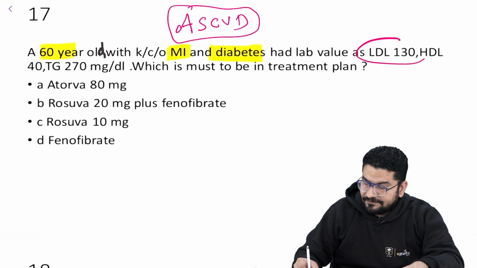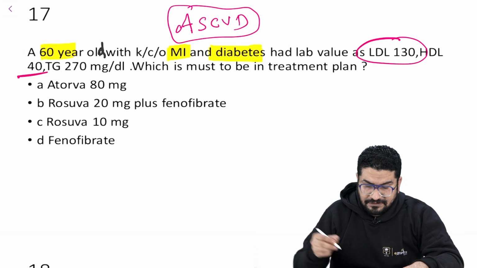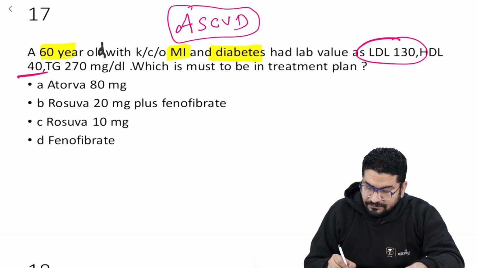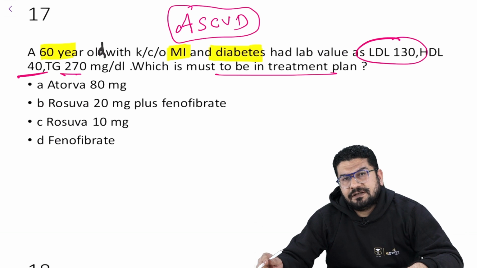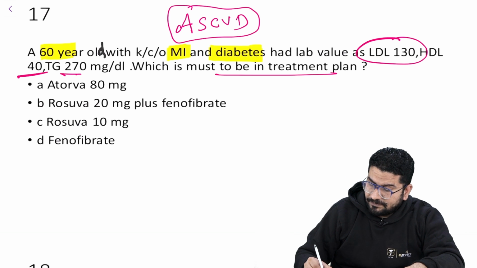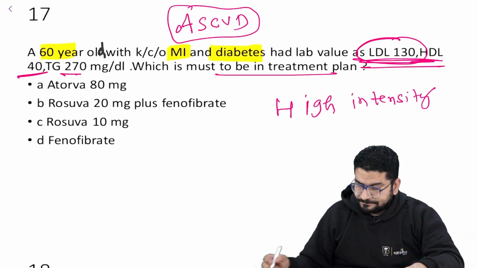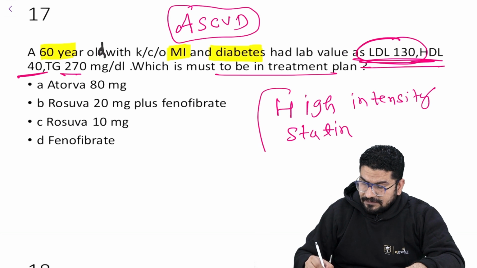Lab values: LDL target should be less than 70, and here the value is given as 130. HDL is 40, which is almost in the normal range. Then we can see triglyceride 270. Which of the following must be in the treatment plan? If you want to prevent atherosclerotic cardiovascular disease, there will be mortality benefit with this drug also. So we prefer to give high intensity statin. The main target is to reduce the LDL.